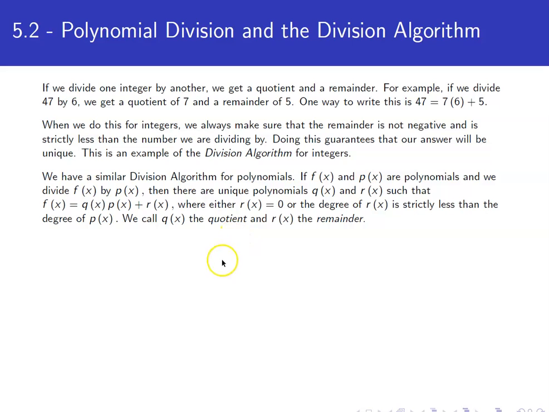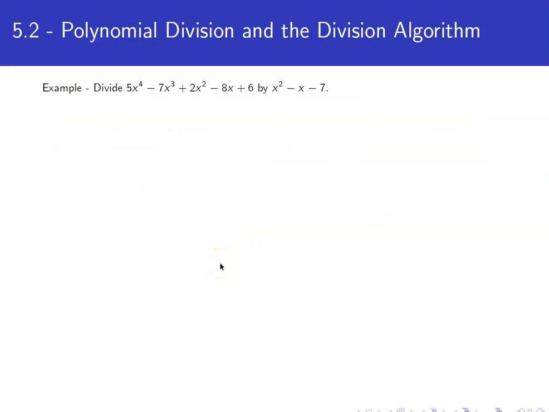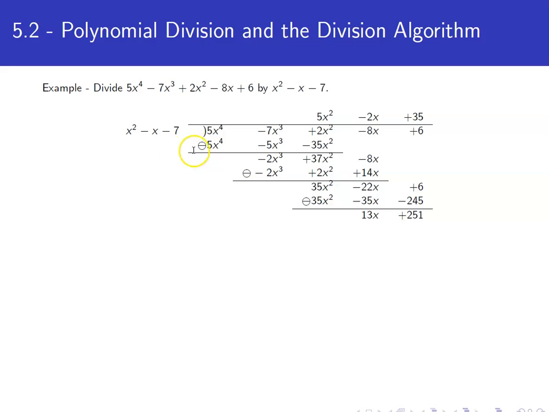Just like I mentioned before, q of x is called the quotient and r of x is called the remainder. So let's do an example of rewriting this polynomial, 5x to the fourth minus 7x cubed plus 2x squared minus 8x plus 6, after being divided by x squared minus x minus 7, in that form that we just saw for the division algorithm for polynomials. The way I set this up is what looks like long division.